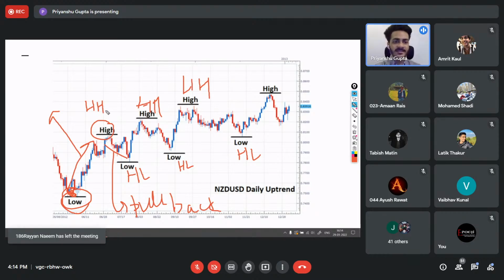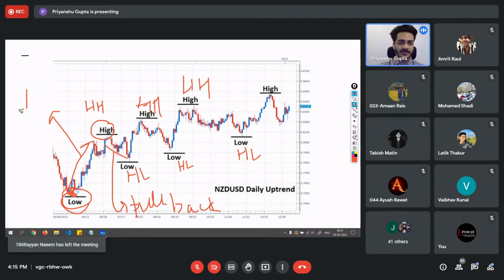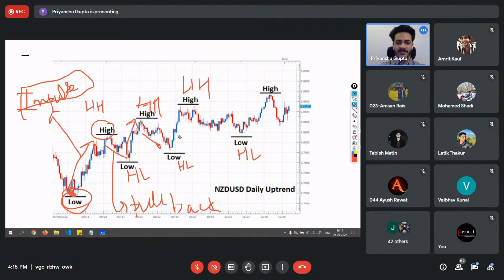And basically this is called an impulse. The move favoring the uptrend is called an impulse move, and this is called a pullback. This is an impulsive move, this is a pullback. This is basically an impulsive move, this is a pullback.